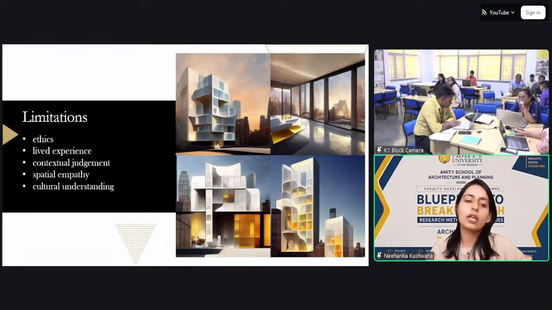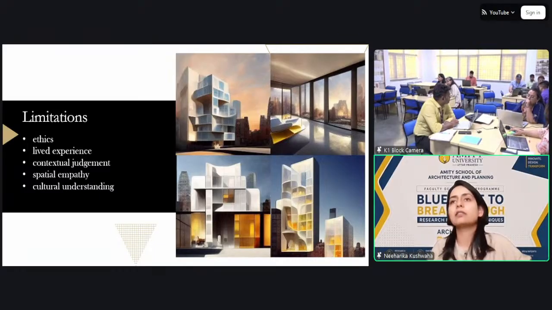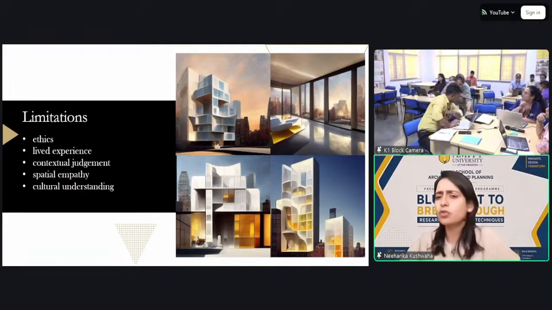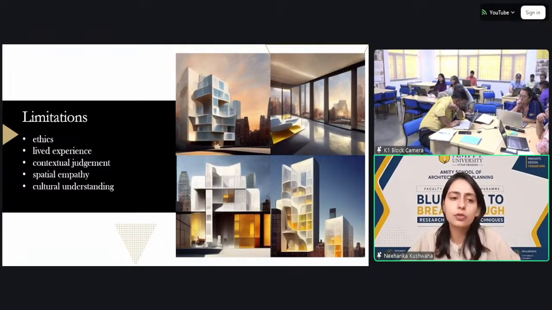And lastly is your cultural understanding. Over the course of so many years, through your learning, through your observation in the society, through your observation at the urban scale, your cultural understanding stands on the very next level of AI. AI is nowhere near it. So these are a few things that come across as the limitations for AI.